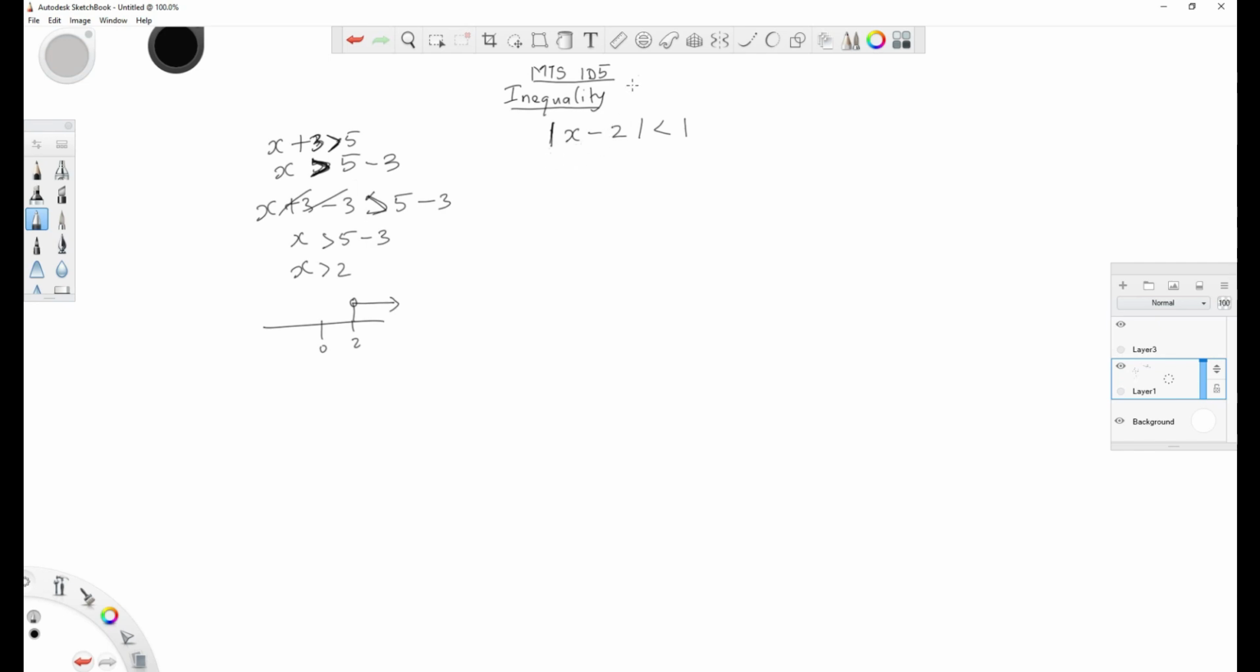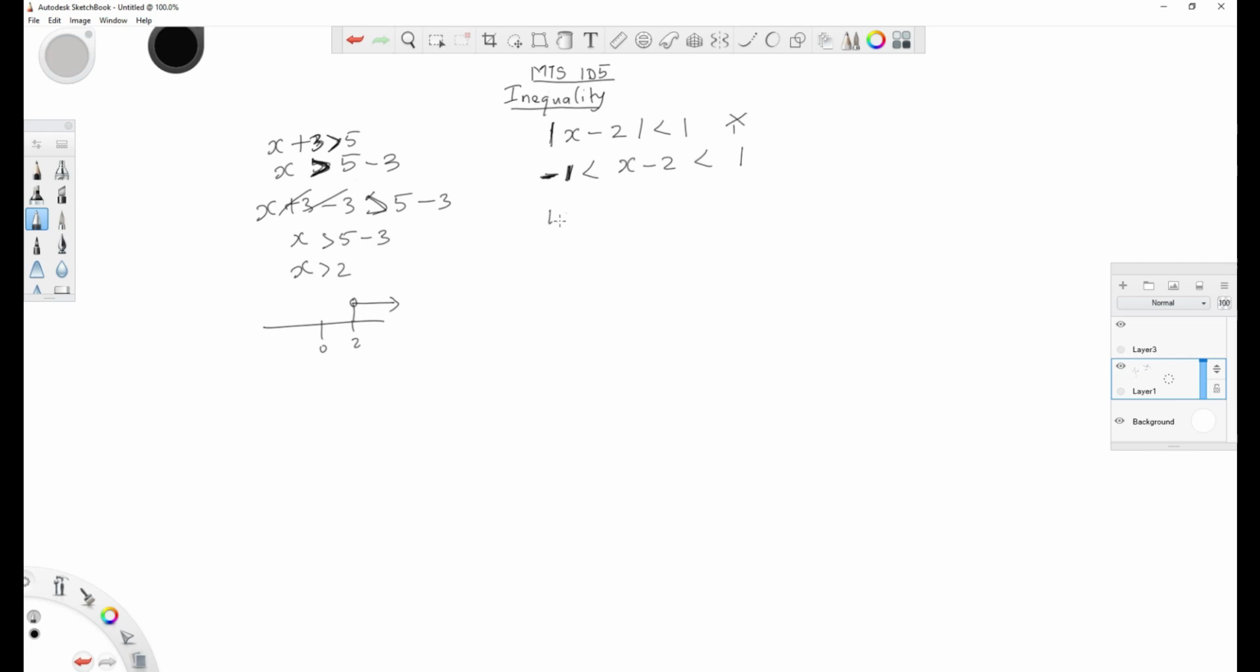Now, in order to solve questions like this, there are two approaches. You can square both sides, but squaring both sides would make the problem much longer. There's a short method to solving something like this. The absolute value of a number being less than 1 means that the number is less than 1, and the negative value of that number is less than the number inside, at the same time. That's how you solve stuff like this.